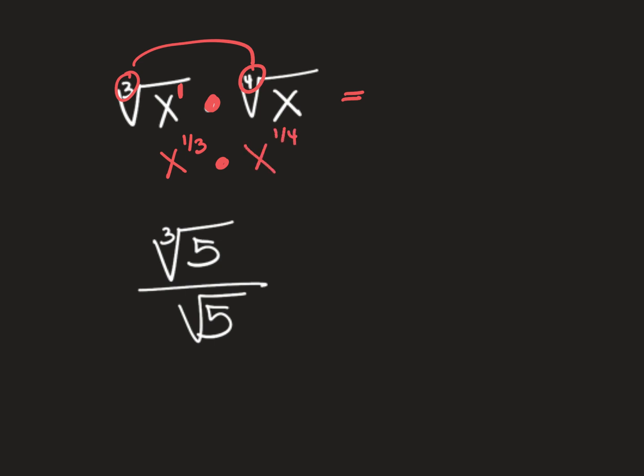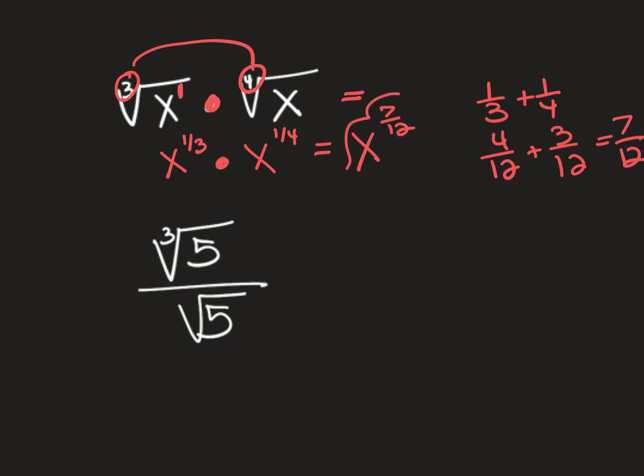Now that I have them written as rational exponents, I can find common denominators for them and put them together. So I'm going to have 1/3 plus 1/4. My denominator becomes a 12 here. So I end up with x to the 7/12.